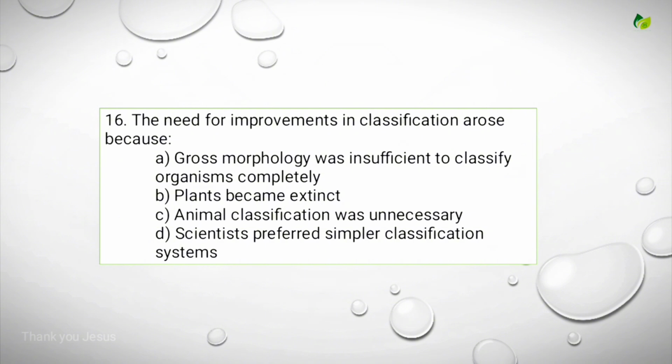The need for improvements in classification arose because, the options are: grass morphology was insufficient to classify organisms completely, plants became extinct, animal classification was unnecessary, or scientists preferred simpler classification systems. The correct answer is that grass morphology was insufficient to classify living organisms. Why? Because other characteristics such as cell structure, type of cell wall, mode of nutrition, habitat, reproduction, and even evolutionary relationships are all important. Scientists started considering all these characteristics for classification. So that's why grass morphology was insufficient to classify living organisms completely. You have to remember this, students.